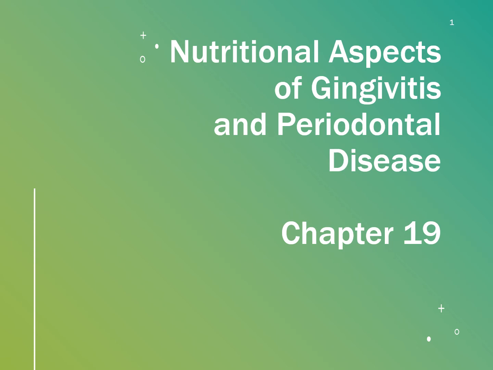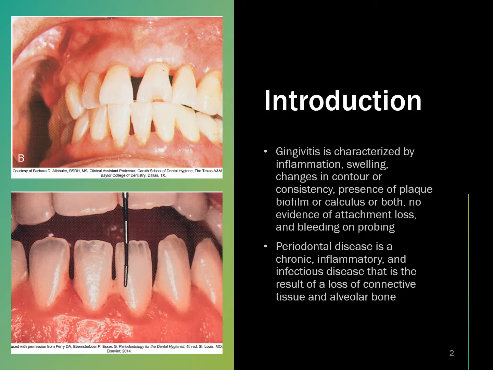Right, so we are going to start chapter 19 on the nutritional aspects of gingivitis and periodontal disease. I feel like at this point in the program, you should be pretty familiar with what gingivitis and periodontal disease are, but just to refresh, gingivitis is characterized by inflammation, swelling, changes in contour or consistency, presence of plaque biofilm or calculus or both, no evidence of attachment loss, and bleeding on probing. Pretty important is no bone loss, no attachment loss, and some bleeding needs to happen.